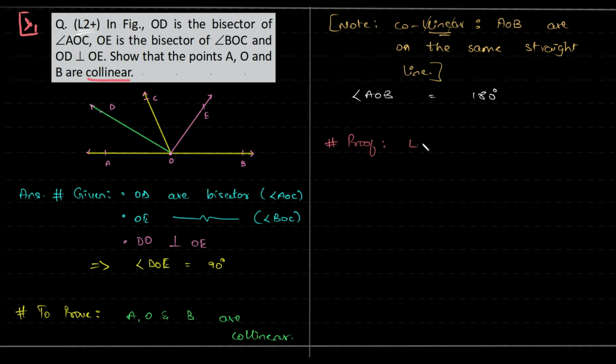Let me call angle AOC as 2x and angle COD as 2y. Okay, and by the way, this is 90 degrees, so let us mention that also. So this is 2x and this is 2y. Agree? Now we start our proof with that.